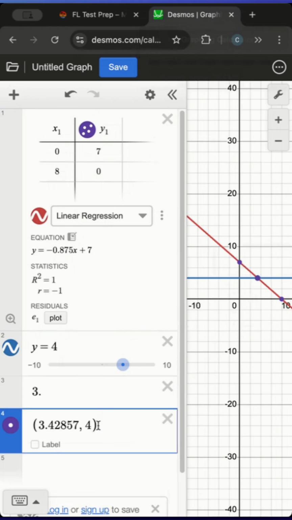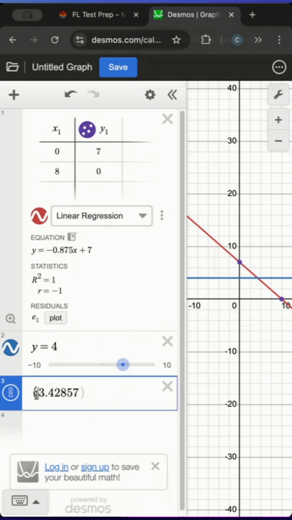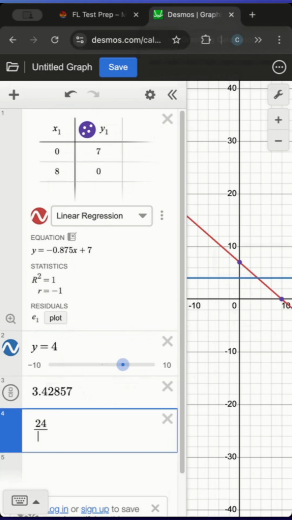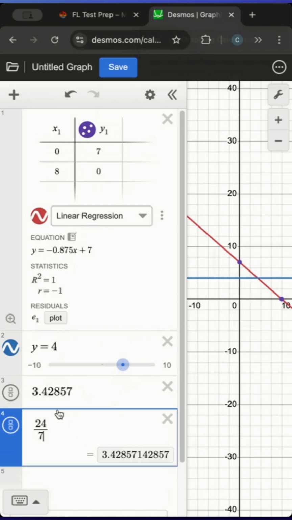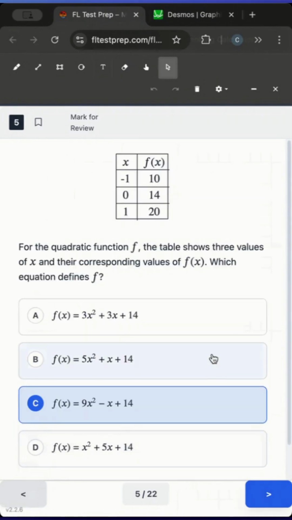I'm going to go ahead and click this. I can just immediately drop it in here. And then if I hit this button, I can put 24 over 7. It's going to equal the same amount. So I know 24 over 7 is going to be the correct answer. Let's go to the next question.